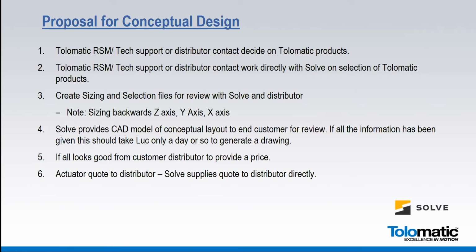So we do the sizing file, and an important piece to note here is you always start backwards. So start with the Z-axis, the piece that's moving up and down, and now that moment load is going to have to be accounted for on the y-axis, and then that y-axis is going to influence what happens on the x-axis. So you're really walking your way backwards through the system as opposed to starting with the x-axis and moving back the other way. Solve can do a CAD model layout of that concept.